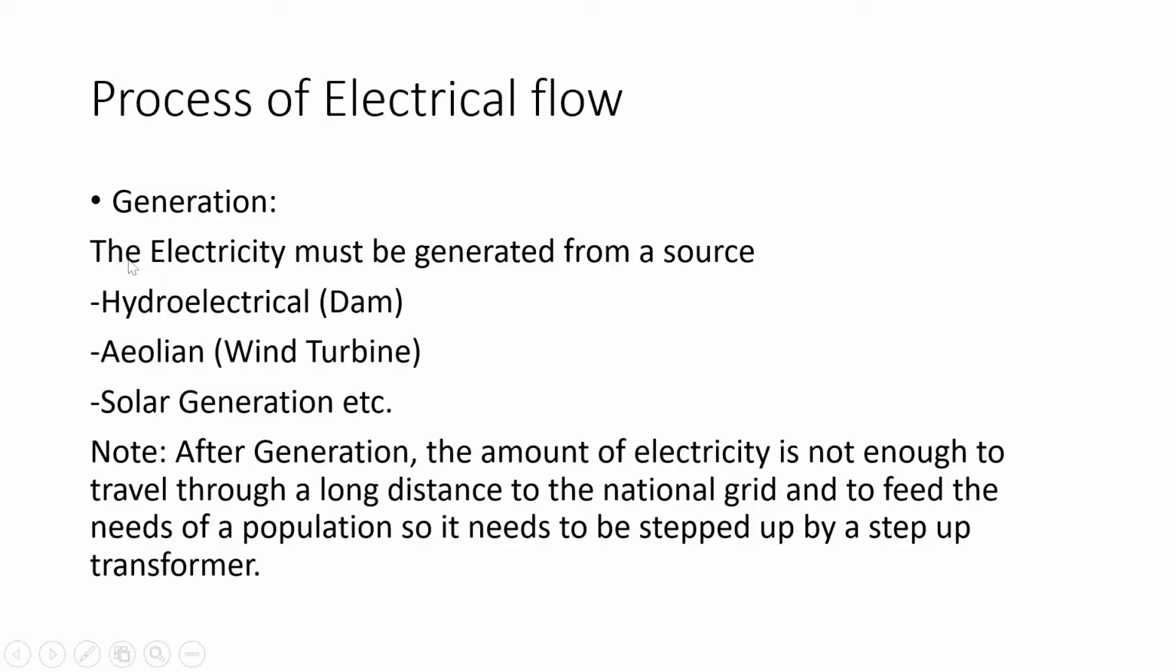So first things first is the generation. So you can see now what we have here. The electricity must be generated from what? A source. So this source can either be what? Hydroelectrical, meaning that it is generated using what? A dam. It can be Aeolian generation, meaning that you are using what? A wind turbine. Or it can be what? Solar generation. And I'm sure every one of us knows exactly what I mean by these three sources.